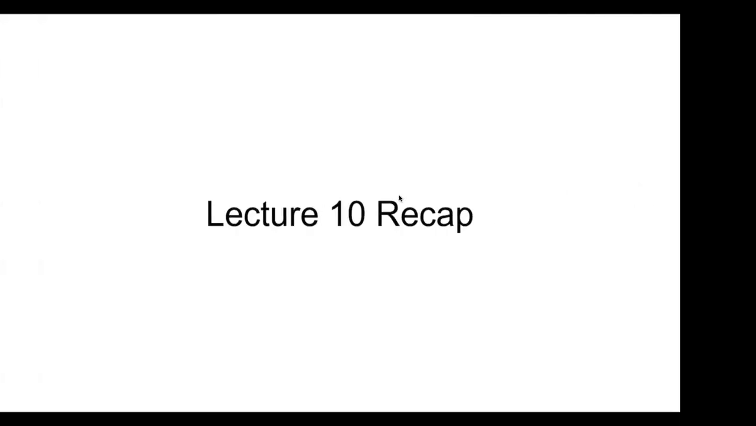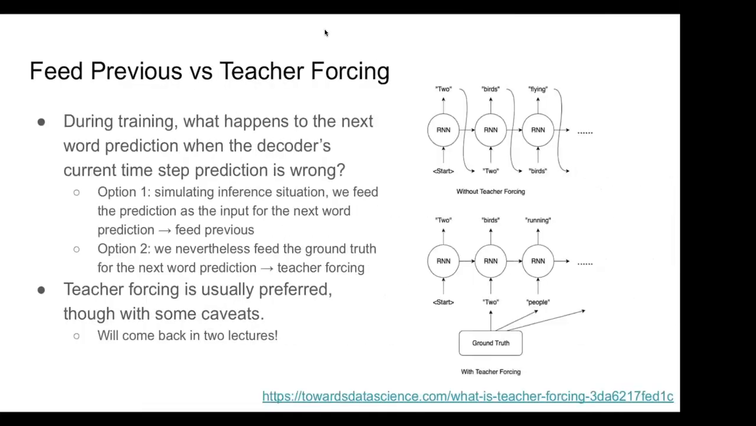Okay, so let's begin with the lecture 10 recap. We started last lecture with some characteristics of encoder-decoder, which is different from either text classification or token classification. One of them was about how we train the decoder during decoding. Although we'll not be going into details today, we'll come back to this after transformer and language model, which will be on Monday.